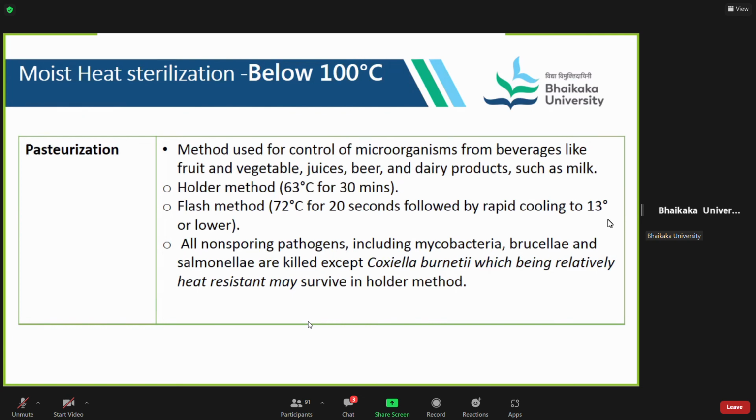this rapid change in temperature leads to killing of the microbes, and this can kill organisms which have been considered quite strong, like mycobacteria. Pathogens will get killed. Your mycobacteria, brucella and salmonella will also get killed. But certain organisms like Coxiella burnetii are not killed using the flash technique of sterilization. So this is pasteurization. Remember, very common for milk and milk products.